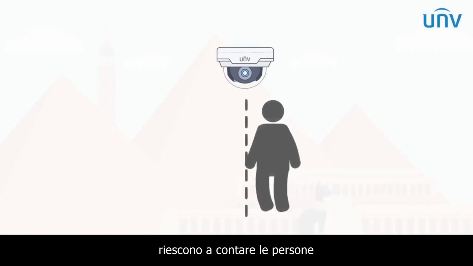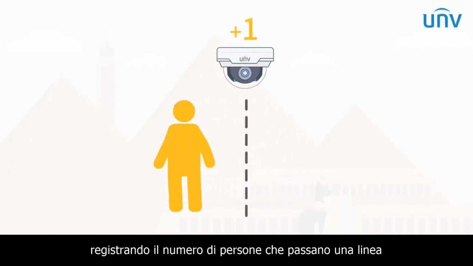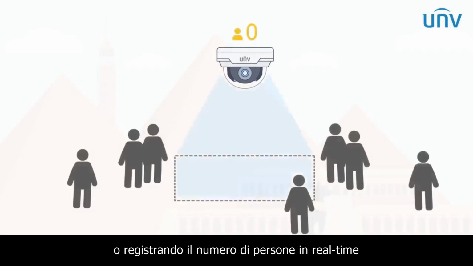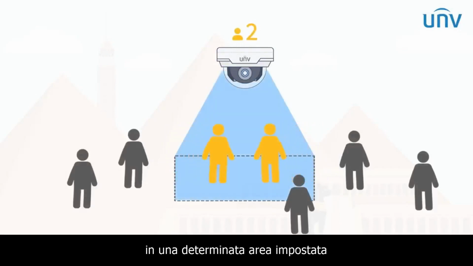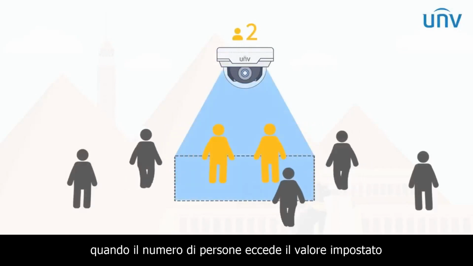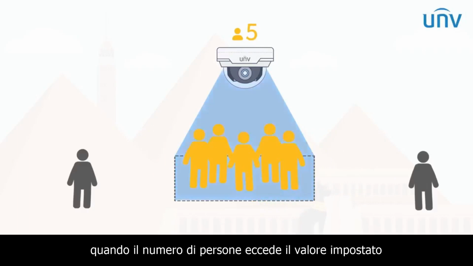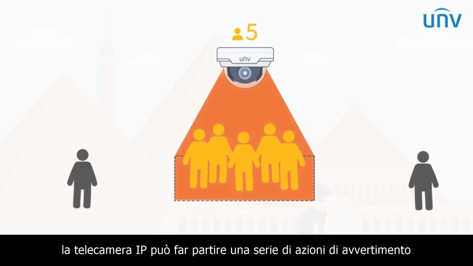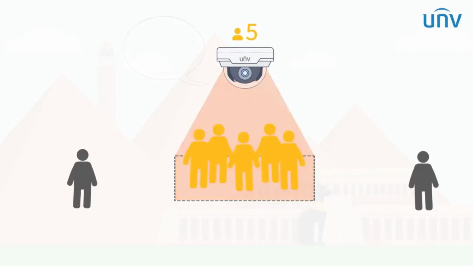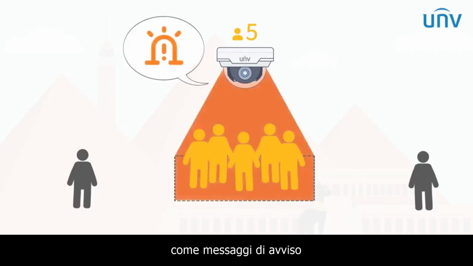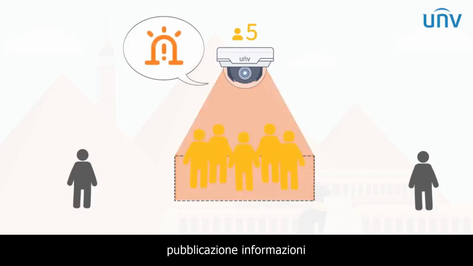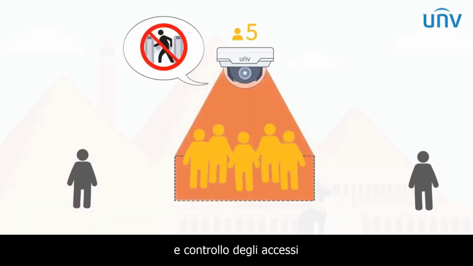They can count people by recording the number of people crossing the line, or recording the real-time number of people in a designated area. When the number of people exceeds the set threshold, the IP camera will initiate a linkage operation, such as alarm pop-up prompts, information release, and control of access.